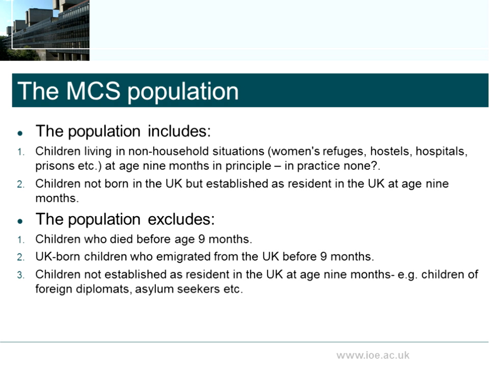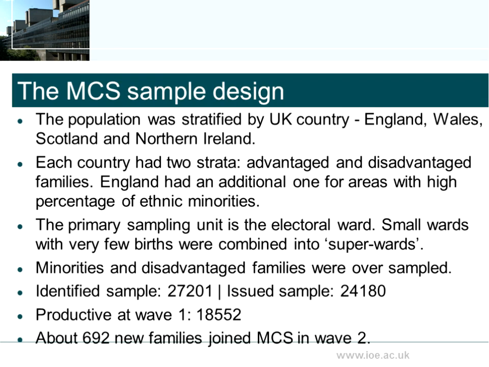The population excludes children who died before age 9 months and any children who have left the country before the age of 9 months. So these were never surveyed. And the sample also excludes any children who were not established as residents in the UK at the age of 9 months, such as the children of foreign diplomats and asylum seekers.